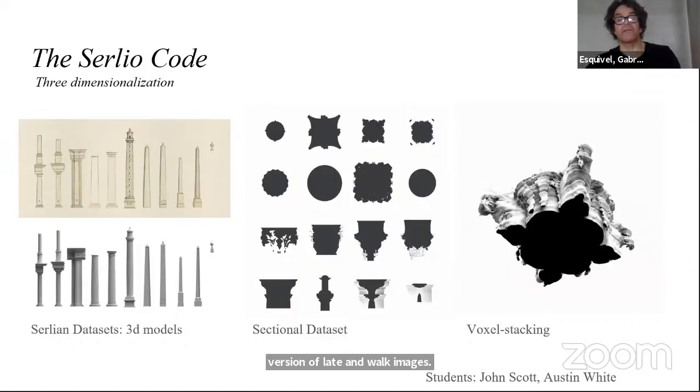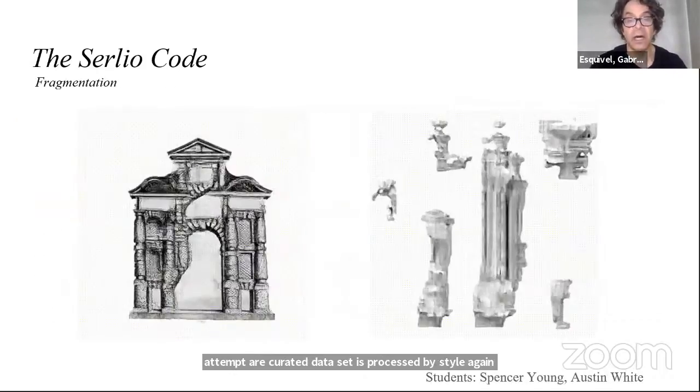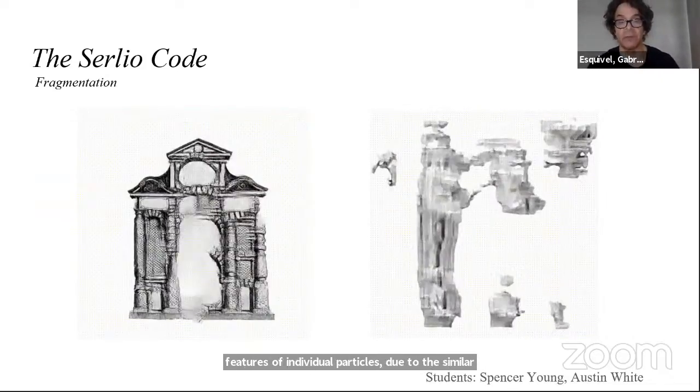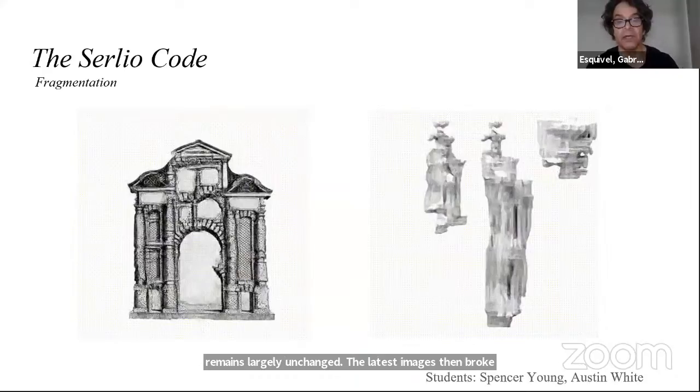The next part was fragmentations. As our first workflow attempt, our curated dataset is processed by a StyleGAN, the output of which begins to inherit multiple features of individual particles. Due to the similarity between input images, the most productive synthesized images exhibit distortions of the architectural components, while the overall figure remains largely unchanged. The latent image is then broken into parts, allowing for greater variation in the relationships of part to part.